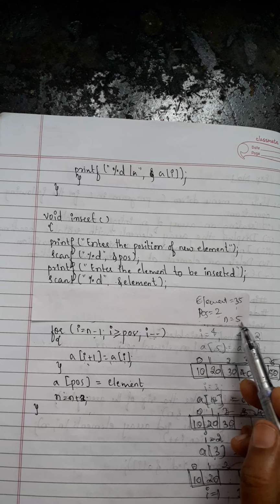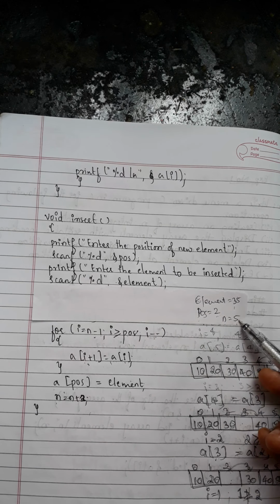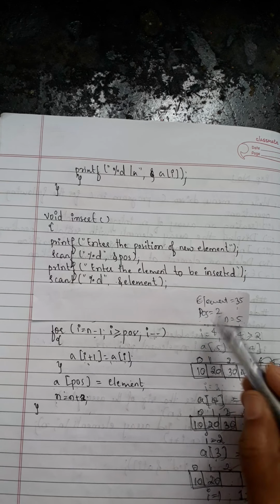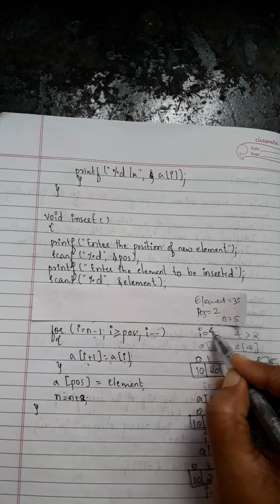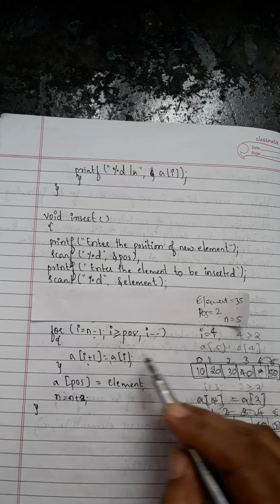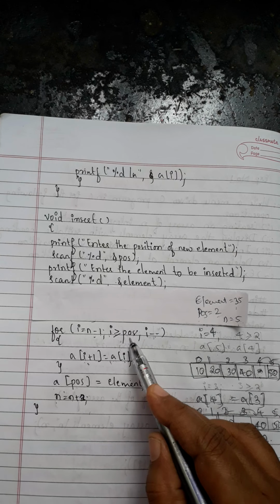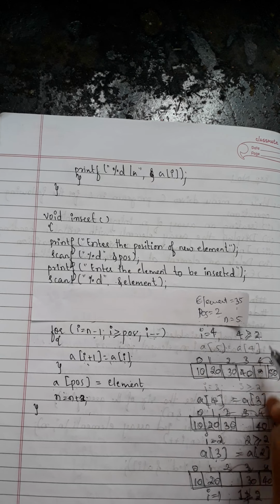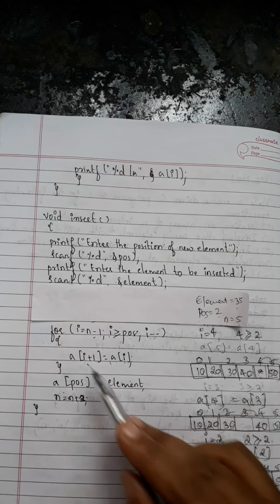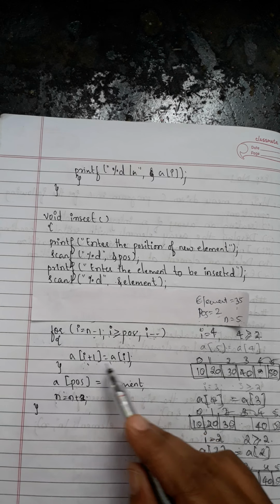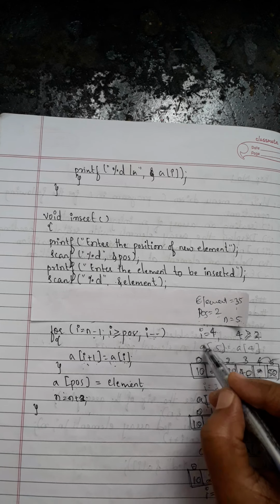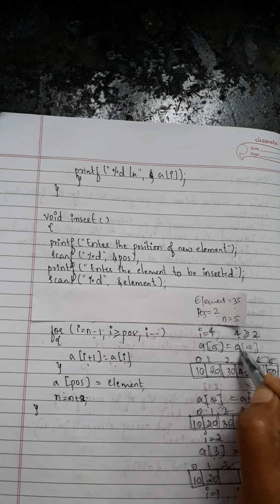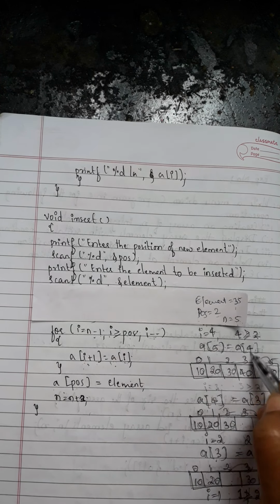How is it done? We can see here the value of n is 5. So i is n minus 1, so the i value is 4. 5 minus 1 is 4. 4 is greater than or equal to position 2. 4 is greater than 2, so it will enter the for loop. A of i plus 1 equal to A of i. i is 4, 4 plus 1 is 5, so A of 5 equal to A of 4.